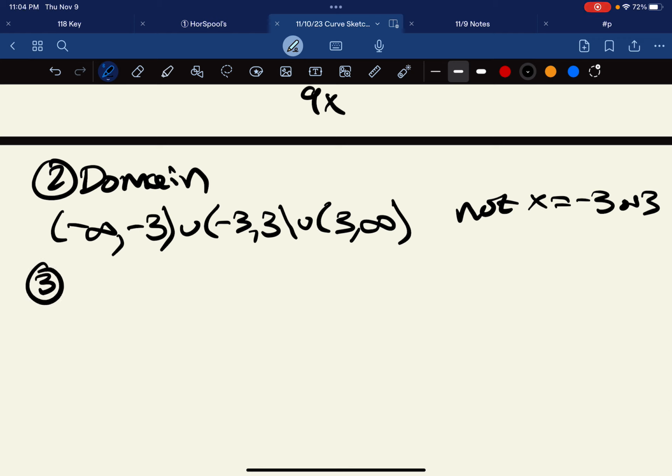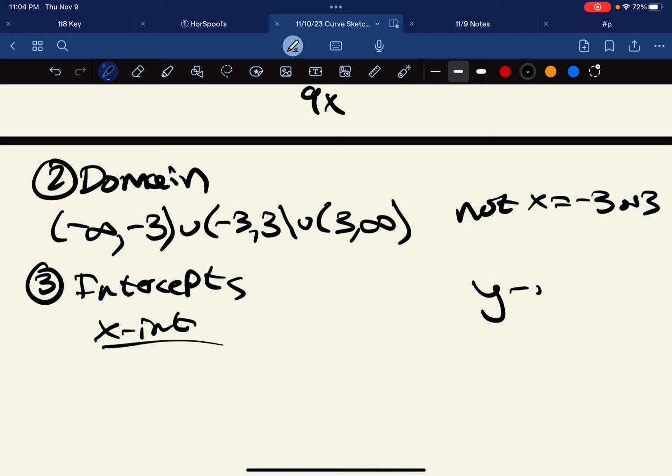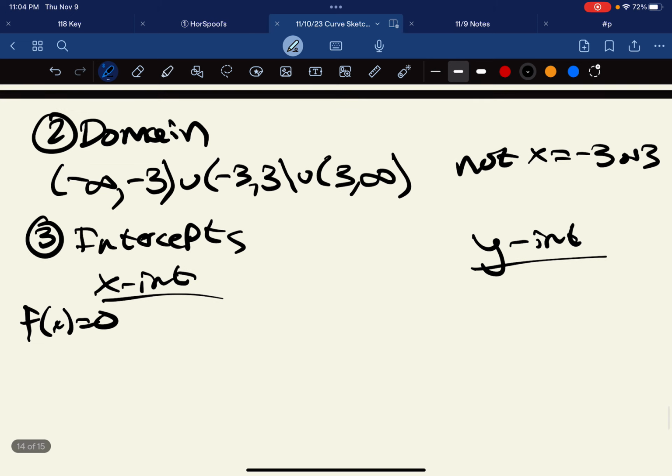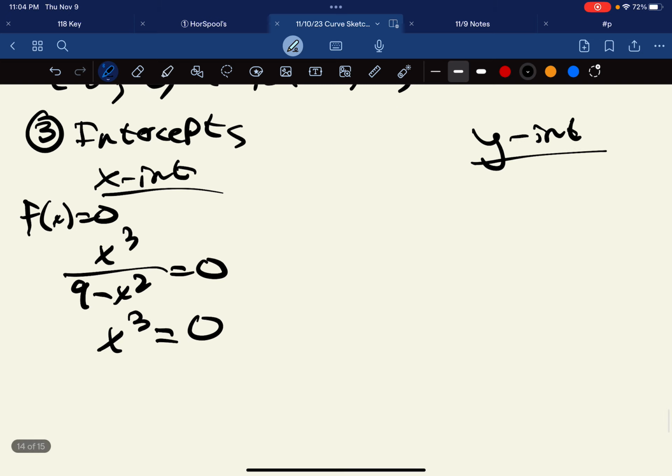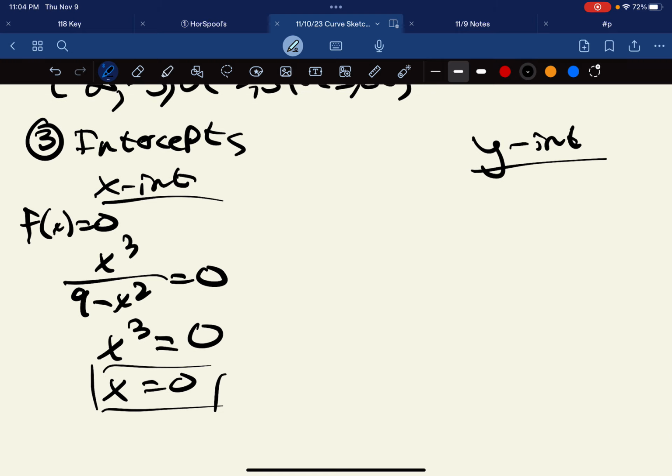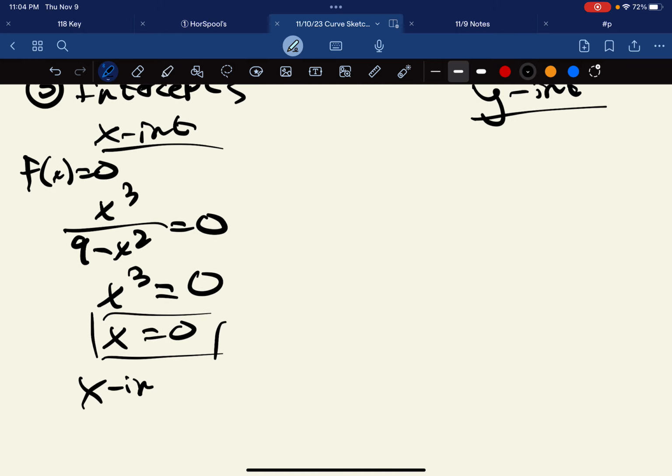The next thing we need to do is look at intercepts. We have x-intercepts, and we have y-intercepts. X-intercepts are places where f of x equals 0. So we set our function x cubed over 9 minus x squared equal to 0. We can multiply both sides by 9 minus x squared to just get x cubed equals 0. And then x equals 0. So we're going to have an x-intercept at (0, 0).